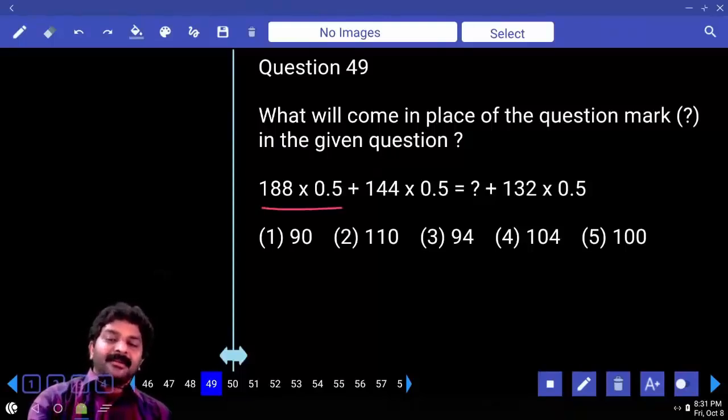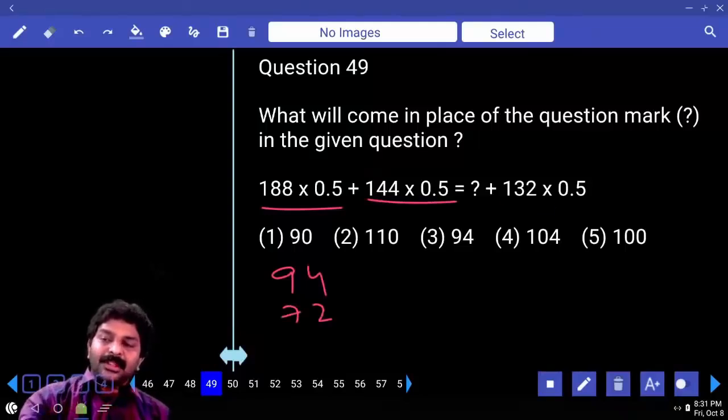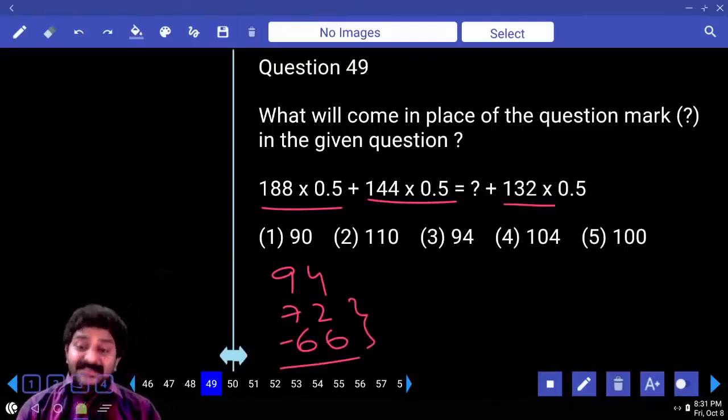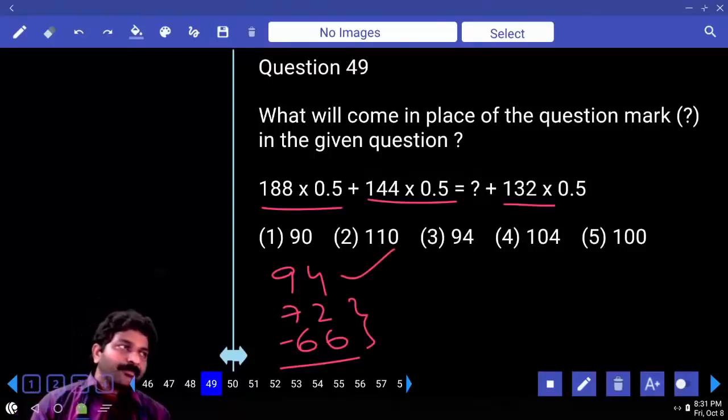188 half, 94. 144 half, 72. 132 half, 66. 66 subtracted from 72. How much is left? 6 plus 94. 100. Fifth option.